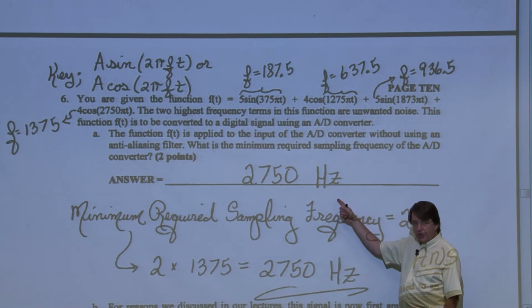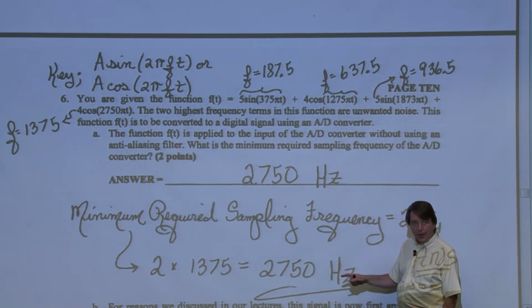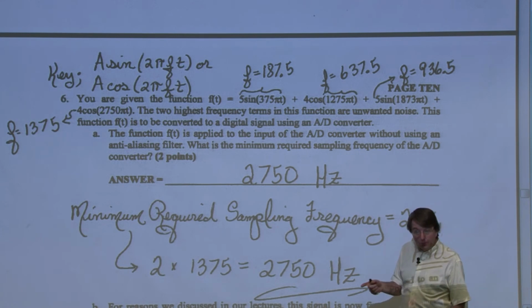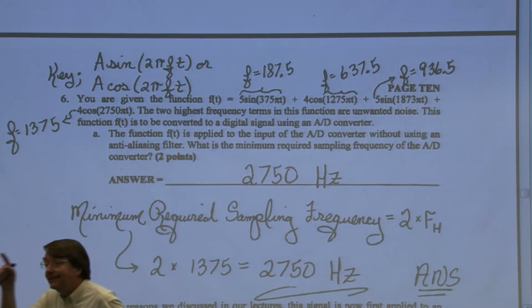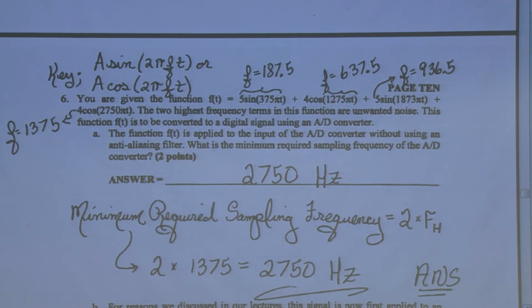I know the answer is here, but I'm hoping you would have gotten it anyway. What's the minimum sampling rate of the A to D converter? Chris? That's it. Yeah. If I could add to that, Chris, it's twice the highest frequency.